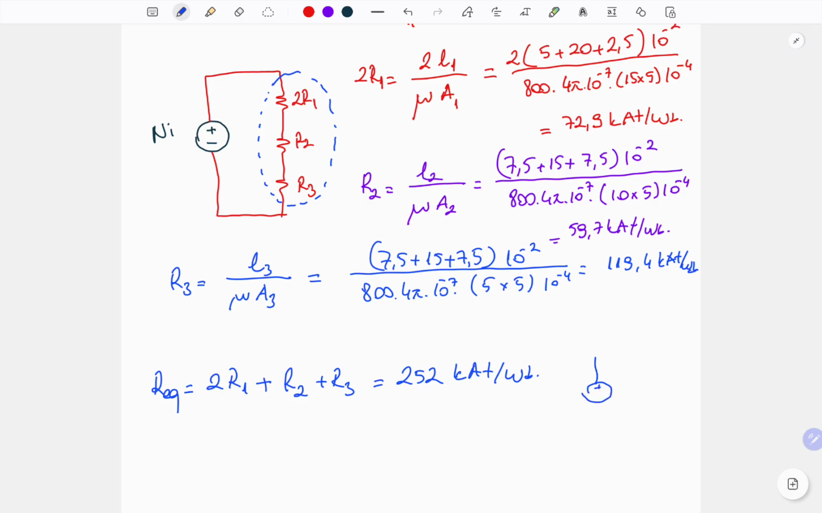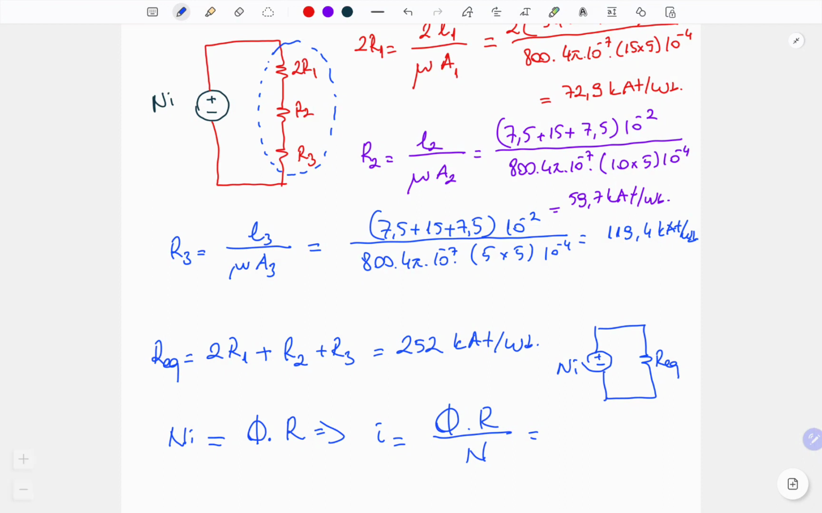So we have the source, plus minus Ni, and we have an R equivalent here. So we have a very simple circuit now. We can calculate the unknown parameter, which is I. For the I, again, we can use an expression similar to Ohm's law. That means the total magnetomotive force, which is Ni, must be equal to flux phi times reluctance. So what we are trying to calculate? The current. So our expression will be phi R over the number of turns. For the circuit, we will use our equivalent reluctance for the total flux.